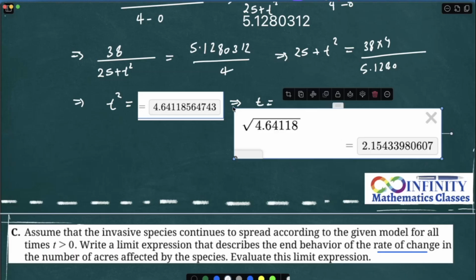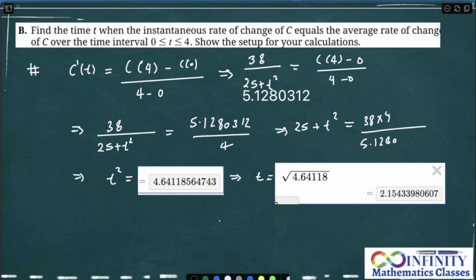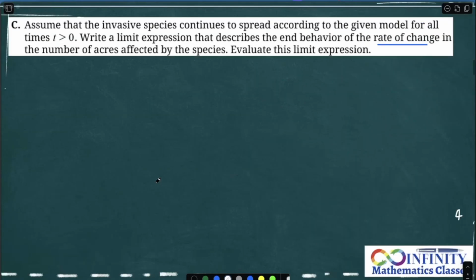So this is the value you will be having. Any doubt? Yeah, it's clear. Perfectly okay. So let us go to the next question, that is the C part.